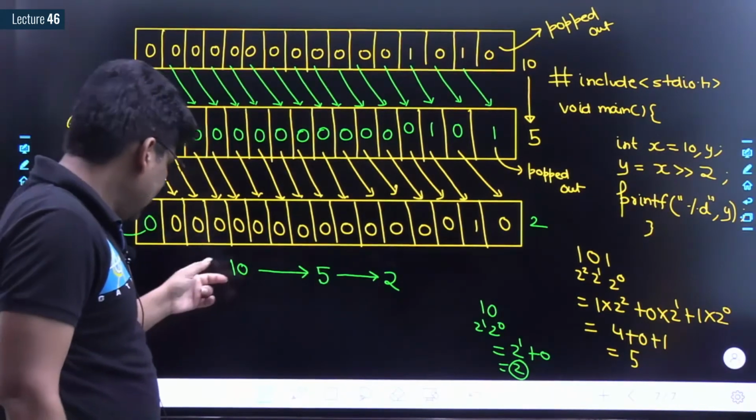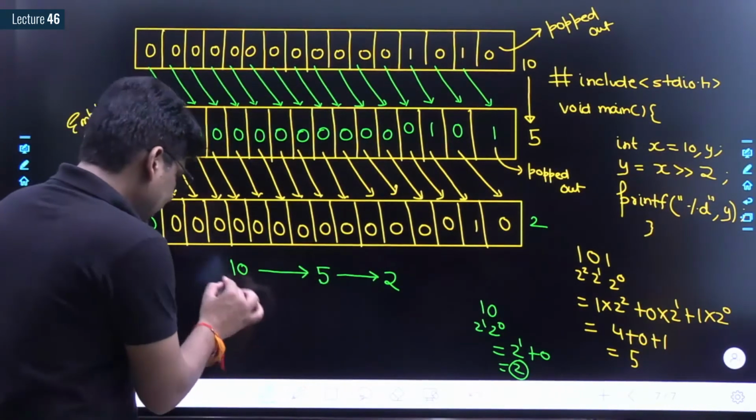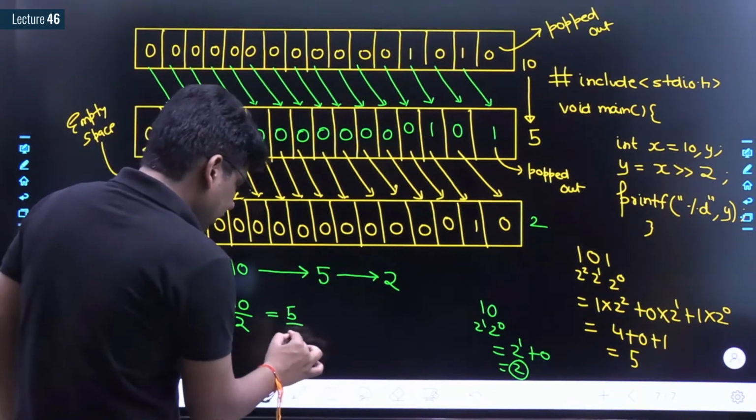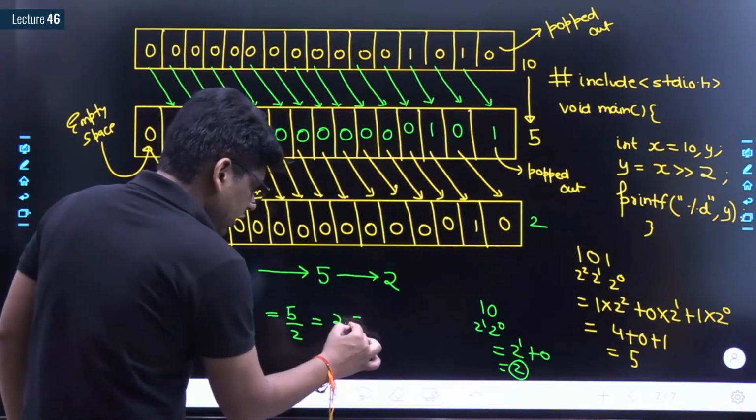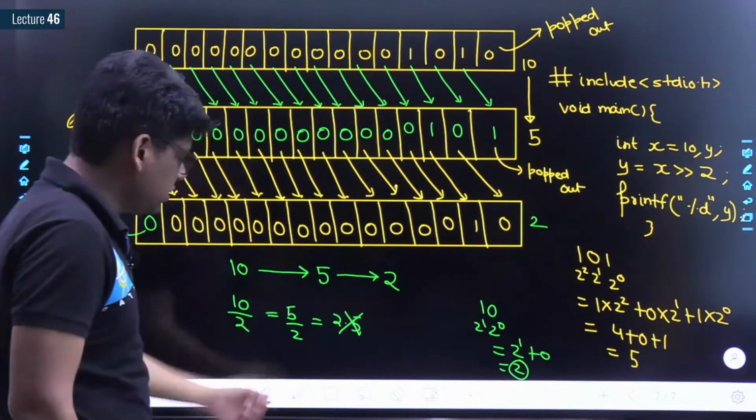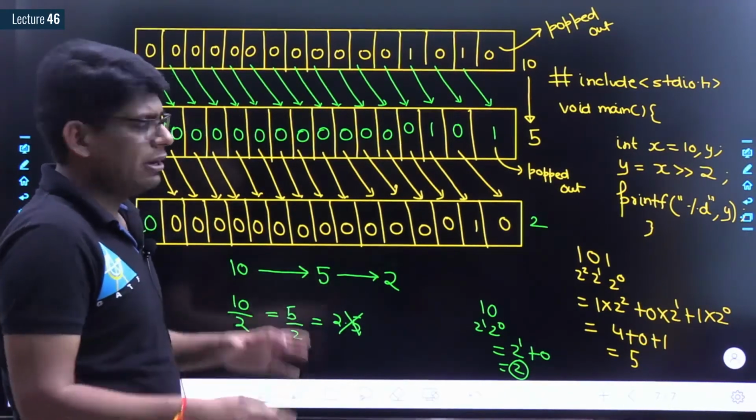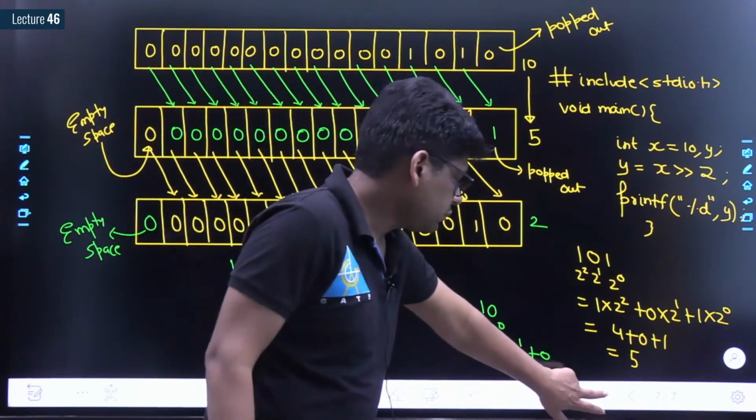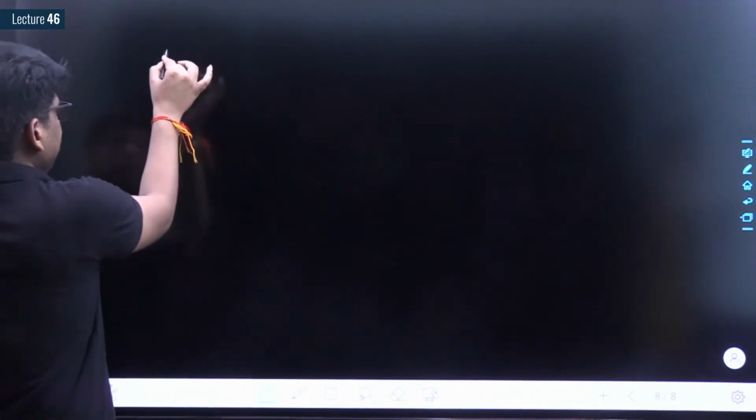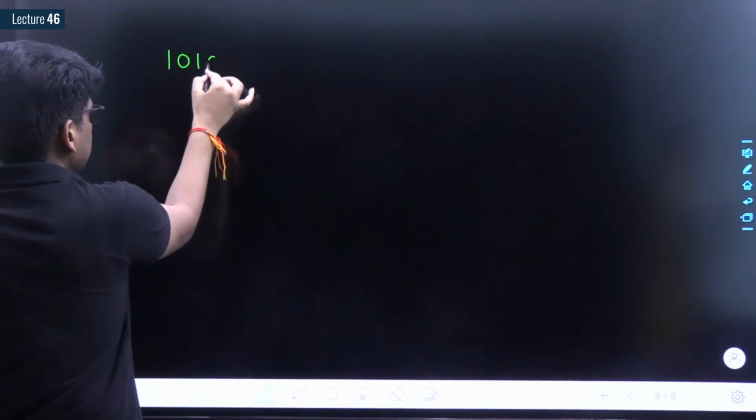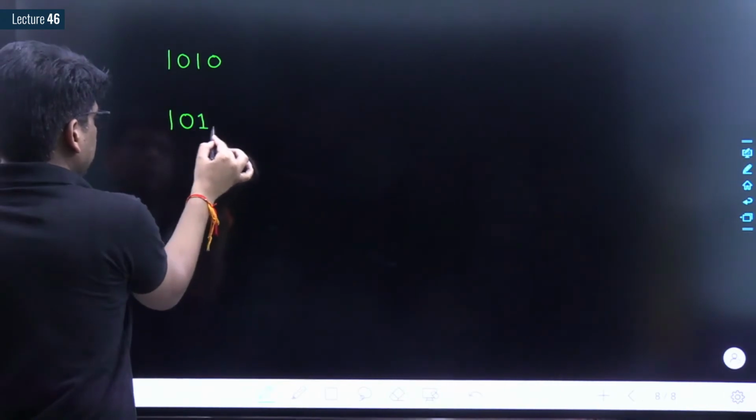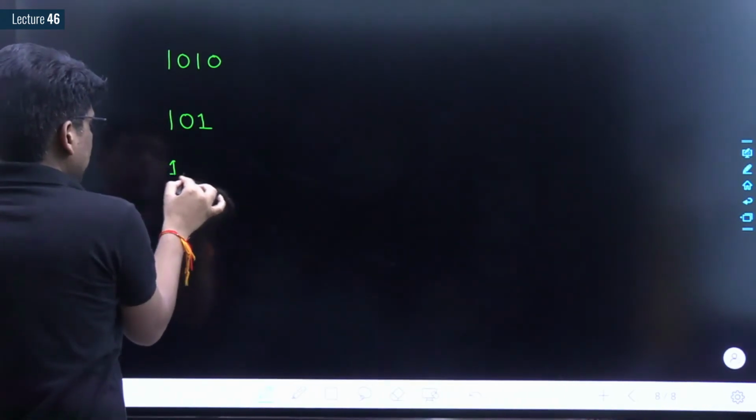So can I say divide by 2? Yes, of course. 10 divided by 2 will give you 5. But 5 divided by 2 will give you 2.5, that means 2. How are things working? Let's see. We have 10 as 1010. We have 5 as 101. We have 2 as 10.